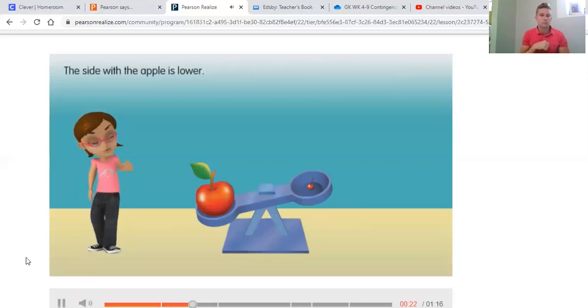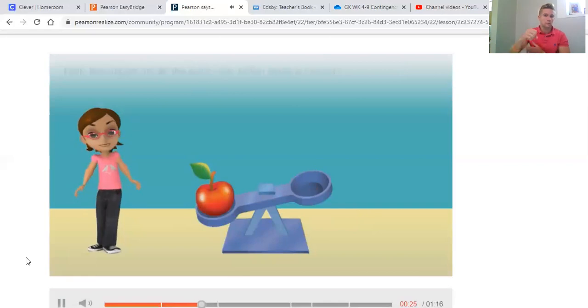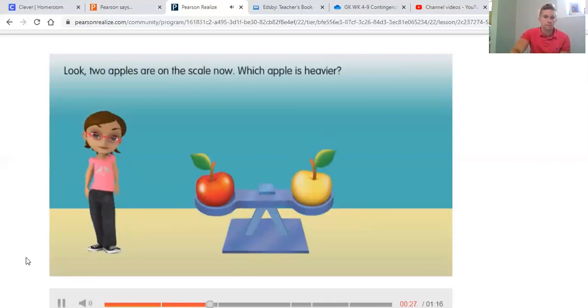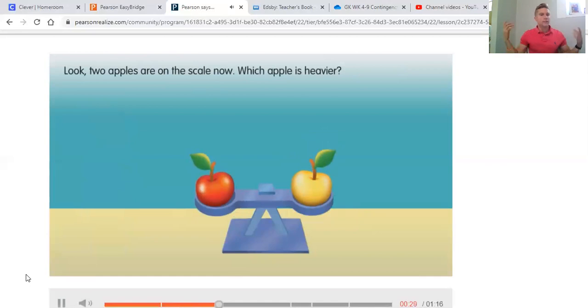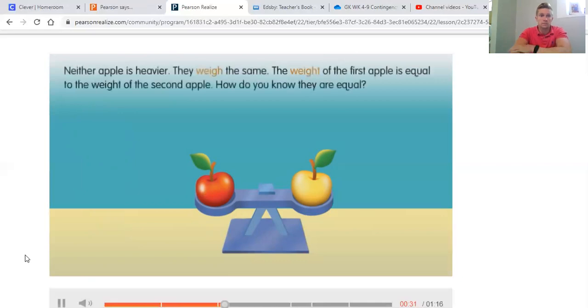The side with the apple is lower. Look, two apples are on the scale now. Which apple is heavier? What did we say when the scale is even like that, when it's straight across? It's straight, so the apples are the same. Neither one is heavier because the scale is like this. If one was lower than the other, then we would be able to say one is heavier. But because they are the same right now, neither apple is heavier.